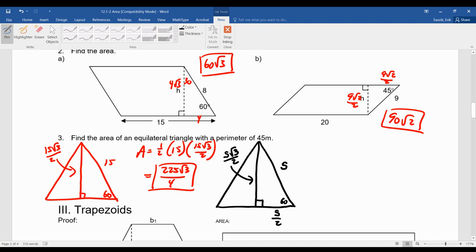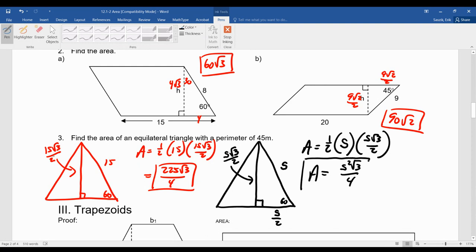So when I want to find the area of this equilateral triangle, area would be 1/2. The whole base, of course, is S. And then the height is S root 3 over 2. So what do we get? S times S is S squared, root 3 over 4. And there is your new formula for any equilateral triangle. It is just side squared root 3 over 4.